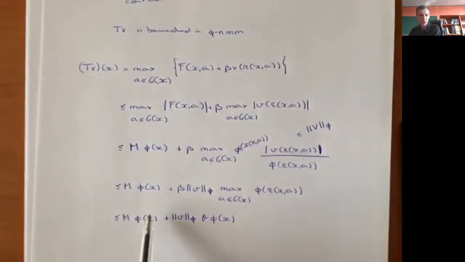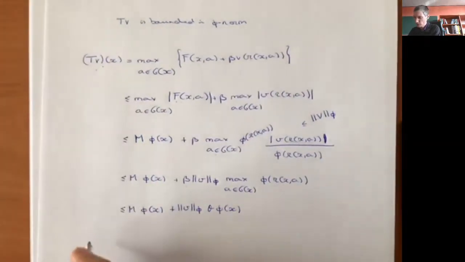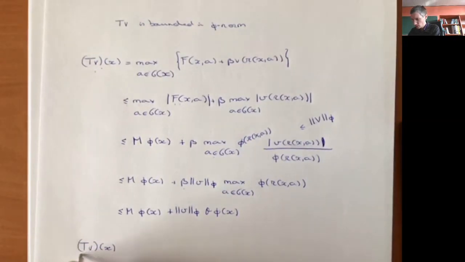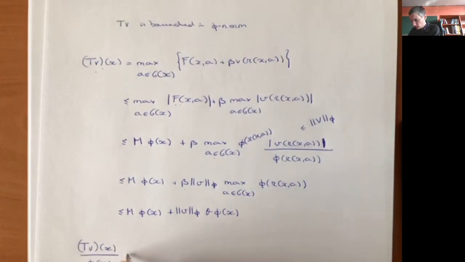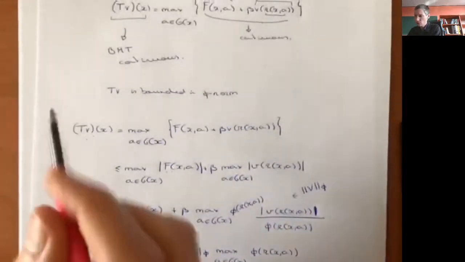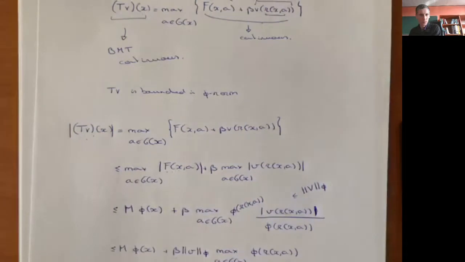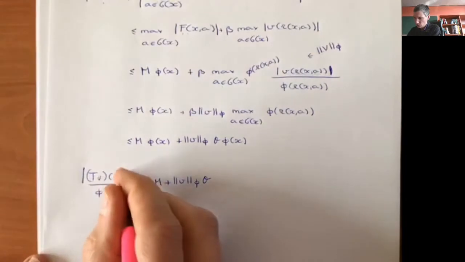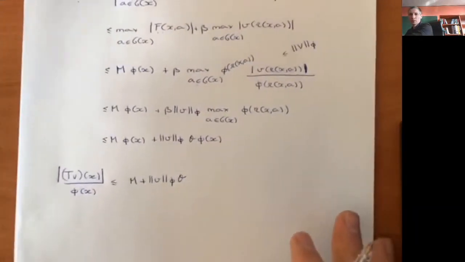So I know that this is less or equal to this. I can divide both sides by phi of x, so Tv of x divided by phi of x is less or equal to m plus the phi norm of v times theta. And actually I could have taken the absolute value, right? Then this is the absolute value of the max. And of course, the absolute value of the max is less or equal to the maximum of the absolute values, and then everything goes through. So I could have taken also this.